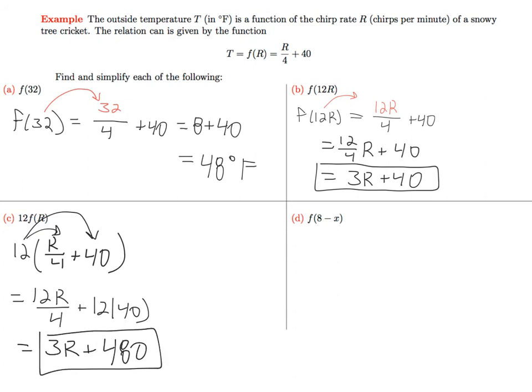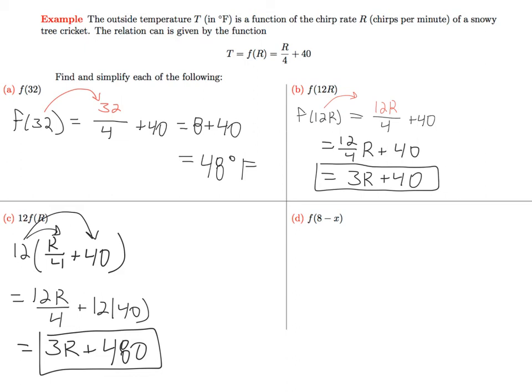Okay, and so notice that the answers in B and C are different. So it matters whether I first take R and multiply by 12, and then evaluate the function, or whether I evaluate the function first and then multiply by 12, which is what C is telling me to do.